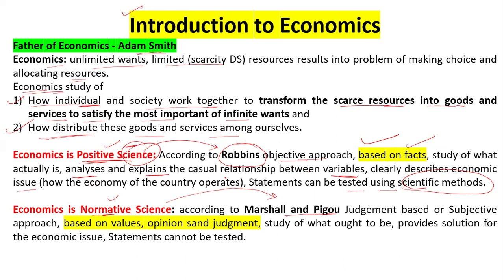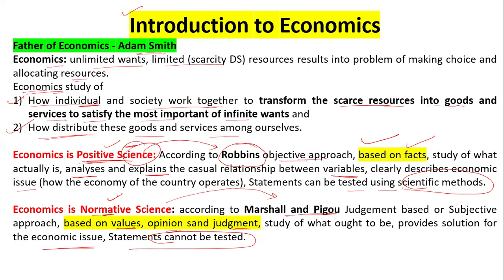Normative science means where the fact is based on value, based on opinion, and based on judgment. Okay, so whatever our judgment or approach to economics is, when it is based on values, opinion and judgment, when we study from that point of view, then economics is also a normative science. Here the provided solution of the economic issue cannot be tested. We cannot test in normative science.